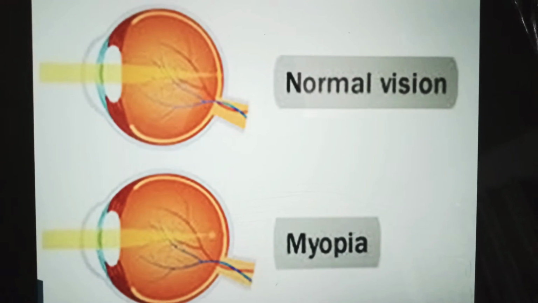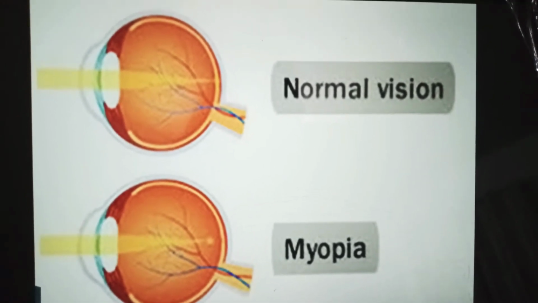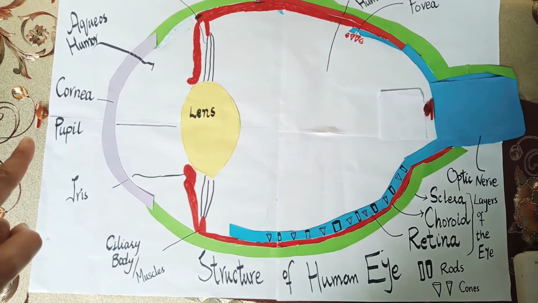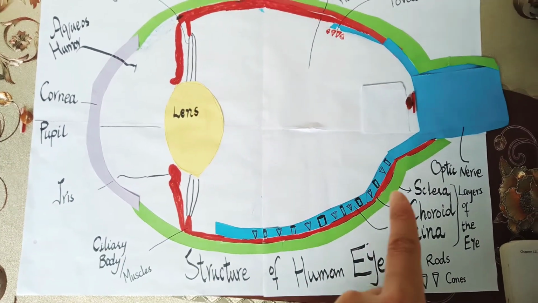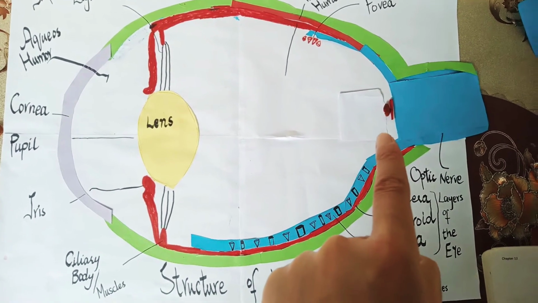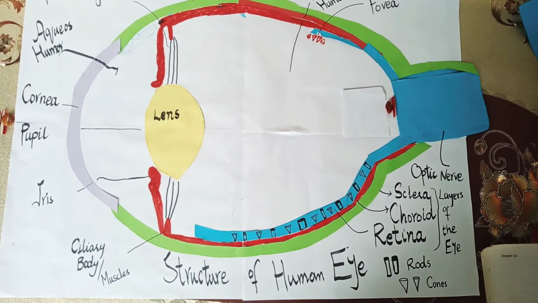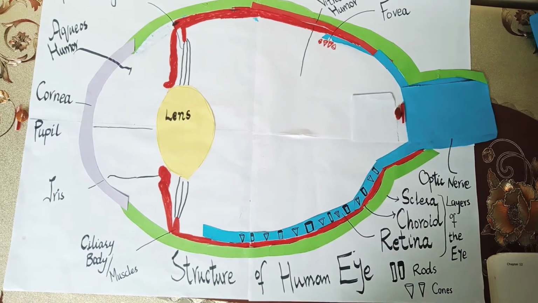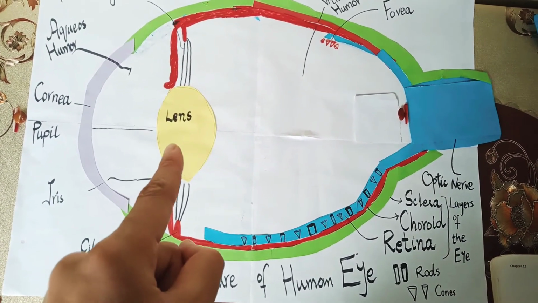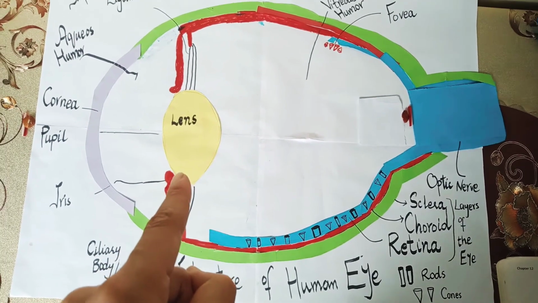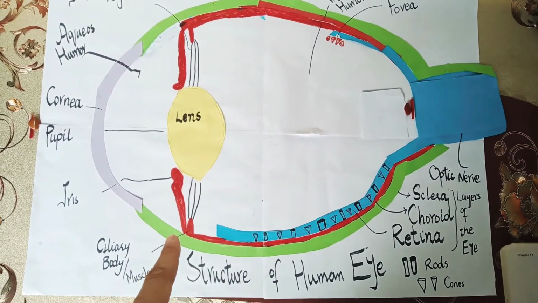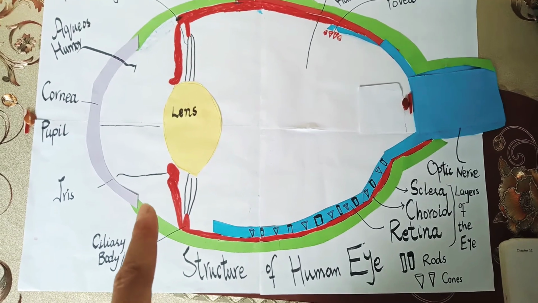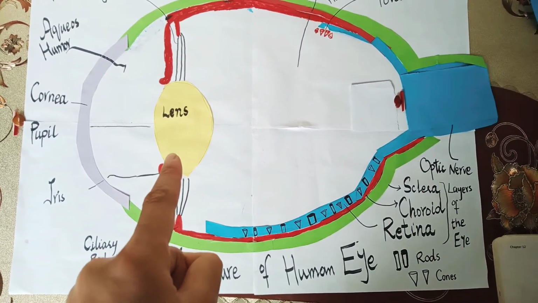And now I will discuss the main disorder of vision, that is myopia. In normal vision, the image will be focused on the retina, and for seeing distant or close objects the image remains focused on this retina. It is done by changing the shape of this lens. These muscles of the ciliary body will contract or relax to change the shape of this lens.